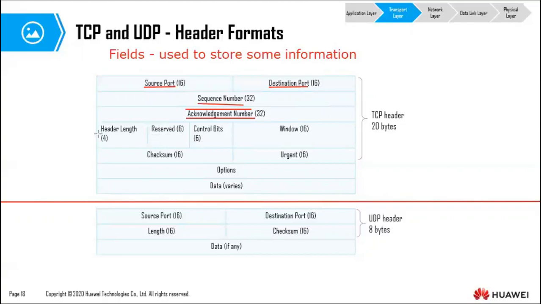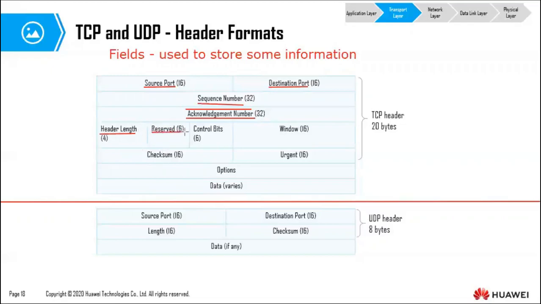Then we have the header length. The header length really means the length of the TCP header, the size. By length, we mean the size. Are we together? Is it 10 bytes? Is it 20 bytes? What is the size of this header, with all this information that we've added? So that is the header length.